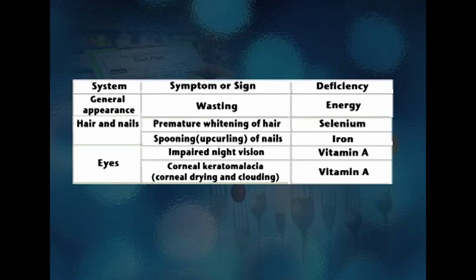Like for example, a symptom of muscle wasting is mainly due to the deficiency of energy. Premature whitening of hair can be due to the deficiency of selenium in the diet. Spooning of nails is because of deficiency of iron. Impaired night vision is because of vitamin A, so on and so forth.